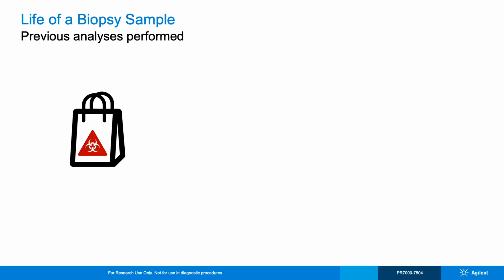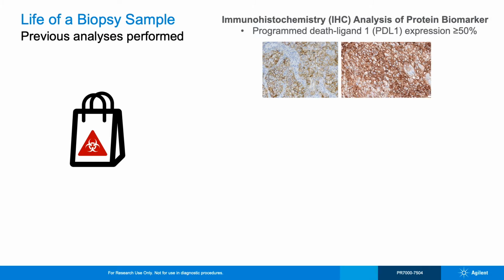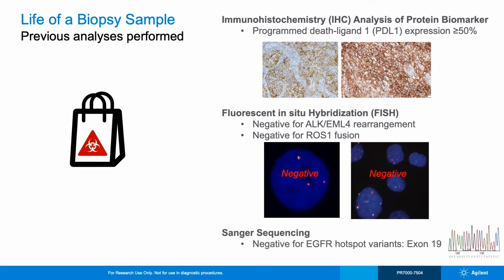Looking at our sample, immunohistochemistry for PD-L1 identified expression in at least 50% of the tumor cells. FISH was negative for an ALK-EML4 rearrangement as well as a ROS1 fusion. Sanger sequencing was negative for the hotspot variant in exon 19 of EGFR. Based on these results, the pathologist identified the biopsy as a non-squamous, non-small cell lung carcinoma.